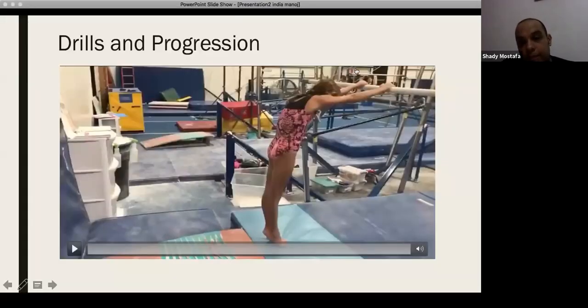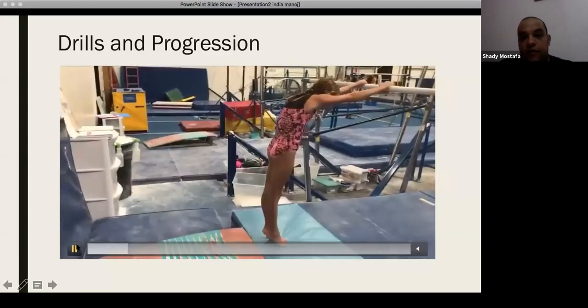Here you can see the shape of the jumping part. That's a static position. This position has no movement, that's static. You have to make sure the gymnast is tight.